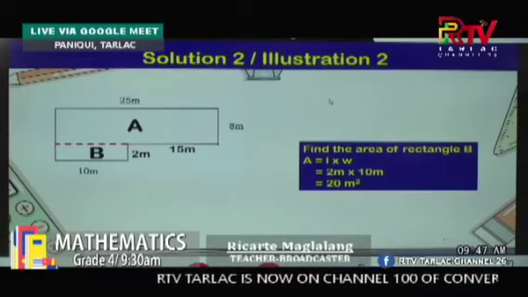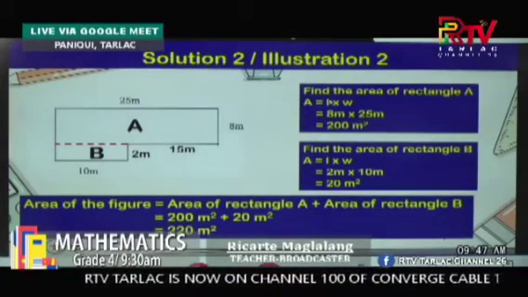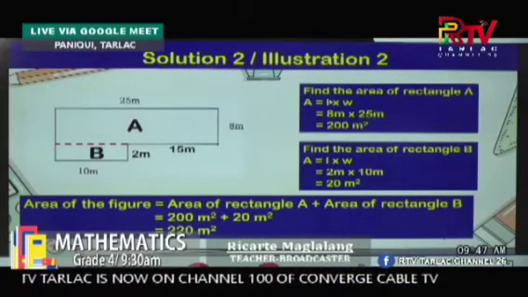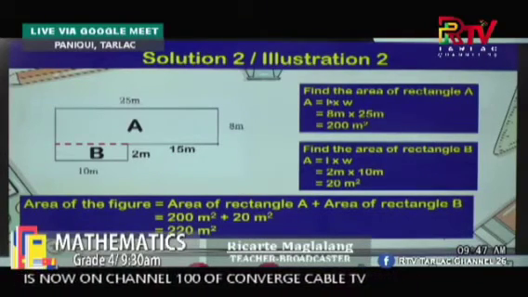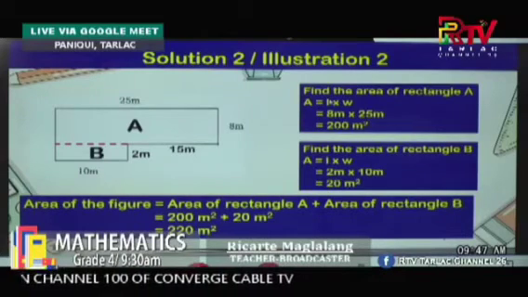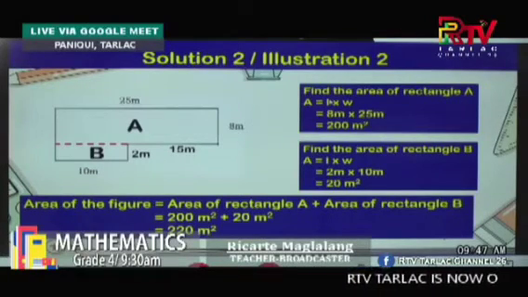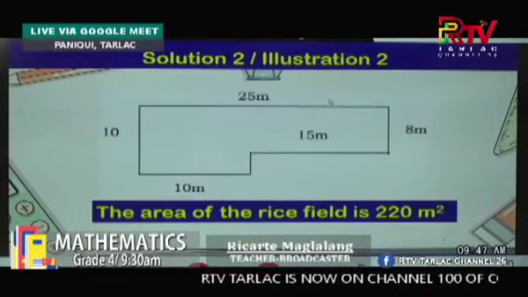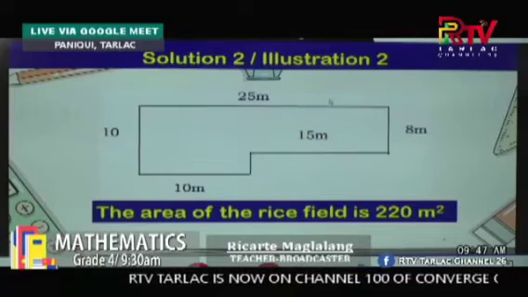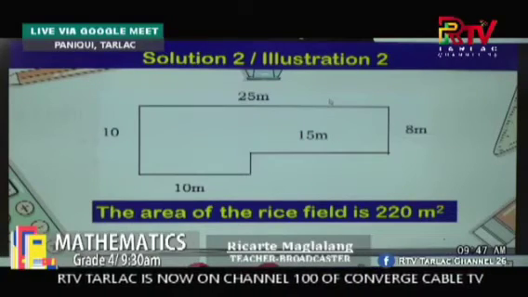And finally, step 3, area of the irregular figure is equal to area of rectangle A plus area of rectangle B, where area of rectangle A is equal to 200 square meters and area of rectangle B is equal to 20 square meters. So 200 plus 20 is equal to 220 square meters. Again, the area of the rice field is equal to 220 square meters.